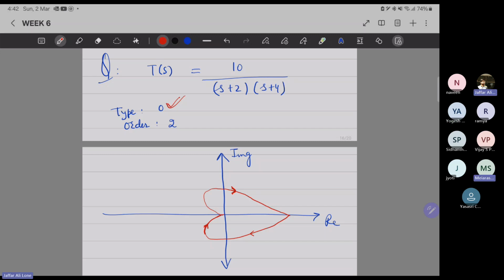I'm not able to understand why something is not allowed. Why is the infinite semicircle not drawn in a type 0 system? That is her question. Yes. There are answers because we are just approximating it, right?